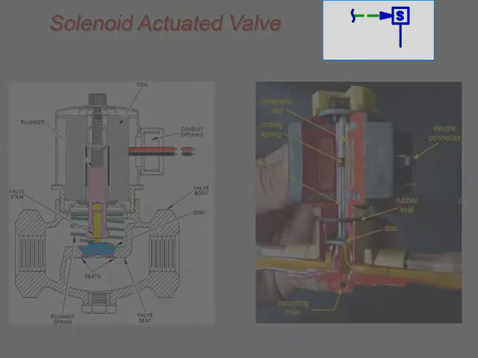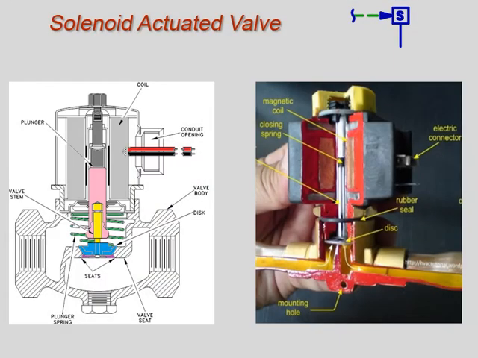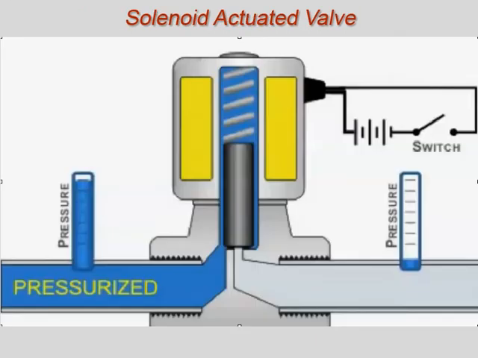This is a symbol for a solenoid actuator. Solenoids are only capable of either fully opening or fully closing a valve. That is, solenoids are either on, energized, or off, de-energized. Solenoid actuators use magnetic force to move the stem of a valve. We know that a piece of iron is attracted to a magnet.